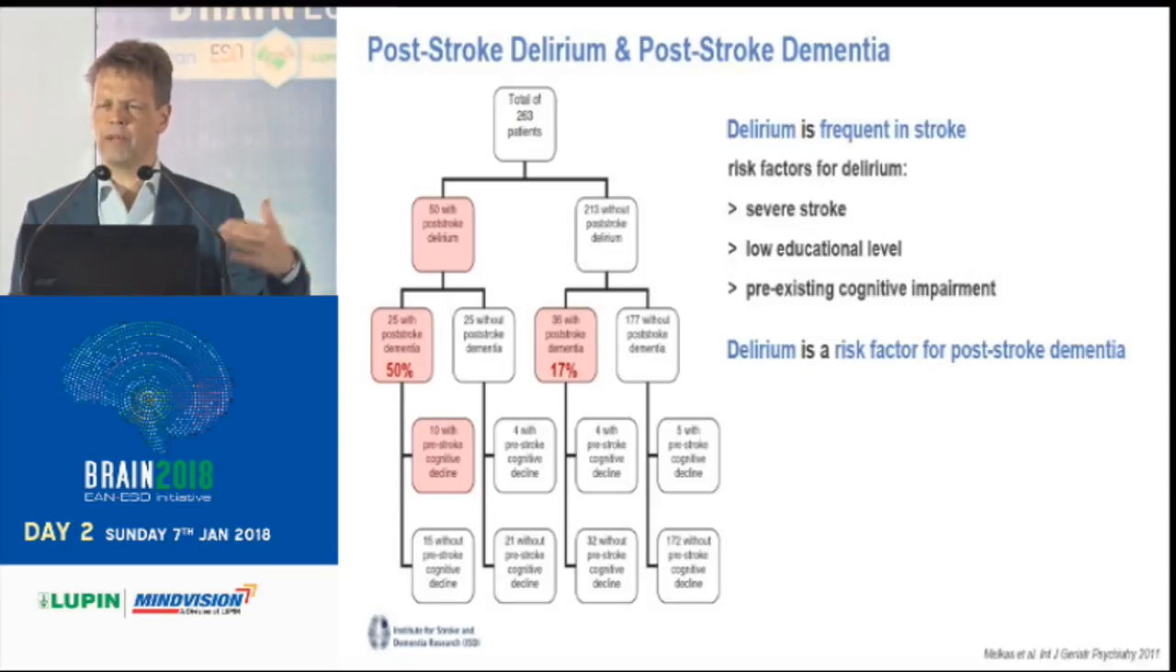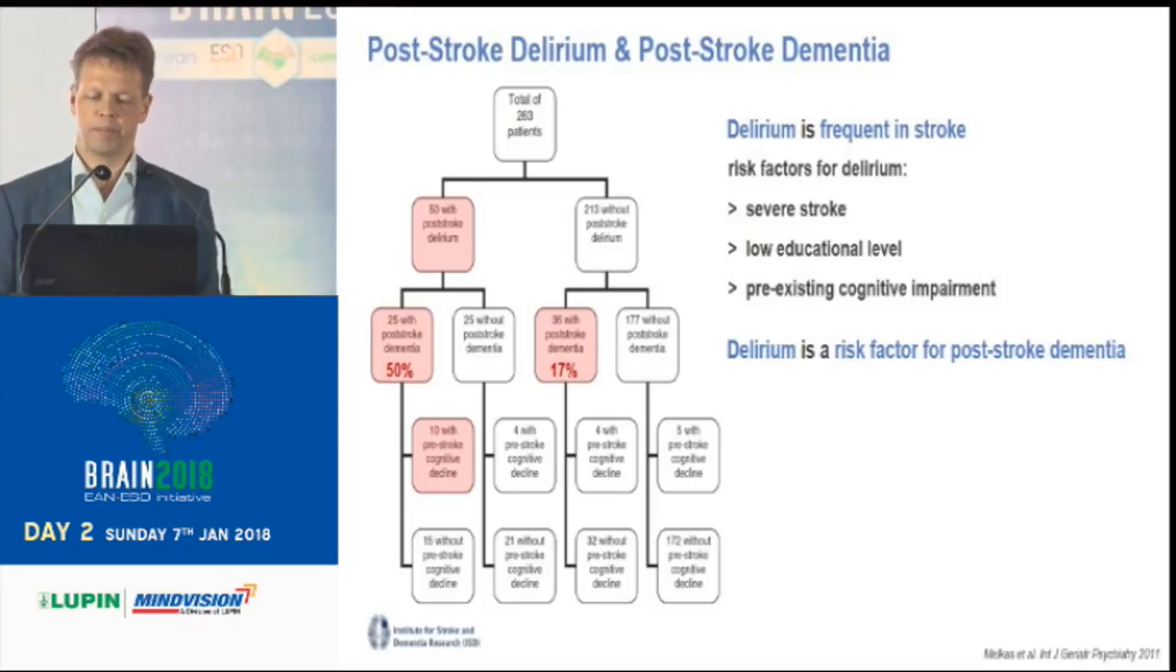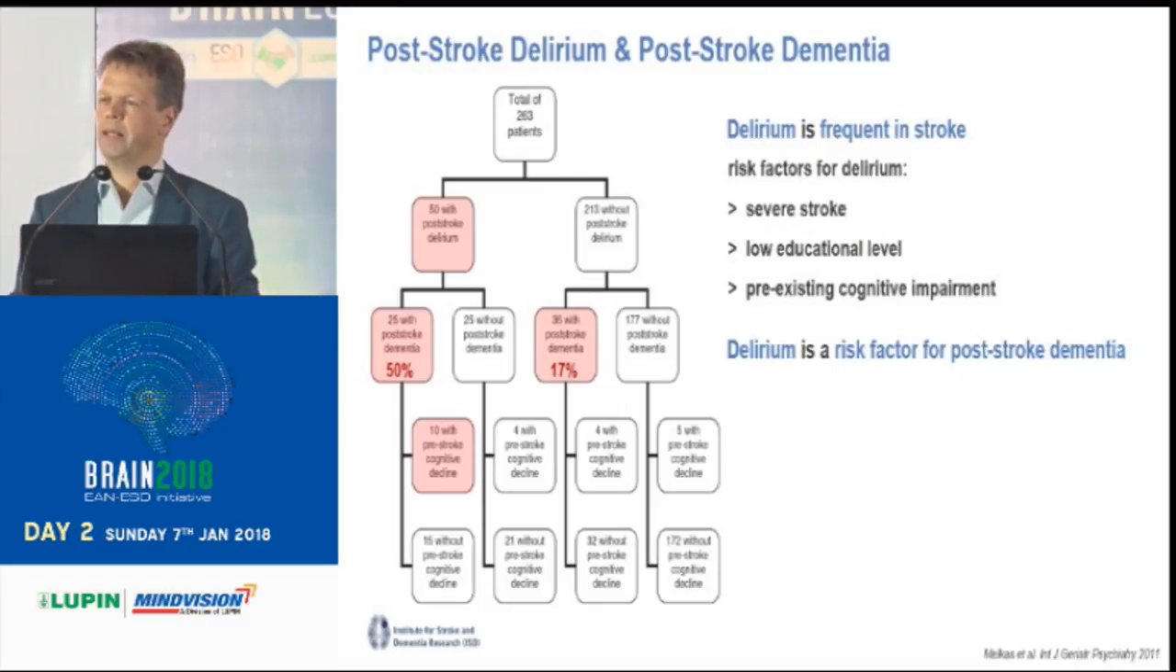Among those who develop post-stroke delirium, there's an even higher proportion who then move on to develop dementia. So delirium is frequent, and it is a risk factor for developing post-stroke dementia. There are also risk factors for developing delirium: a large infarct, a low educational level, and pre-existing cognitive impairment. In particular, elderly patients who are already demented, or not demented but cognitively impaired, for example on the basis of comorbid Alzheimer pathology or vascular cognitive impairment, have a higher risk to develop delirium, and those who develop delirium in the acute phase of stroke are at high risk to move on to develop dementia in the following years.